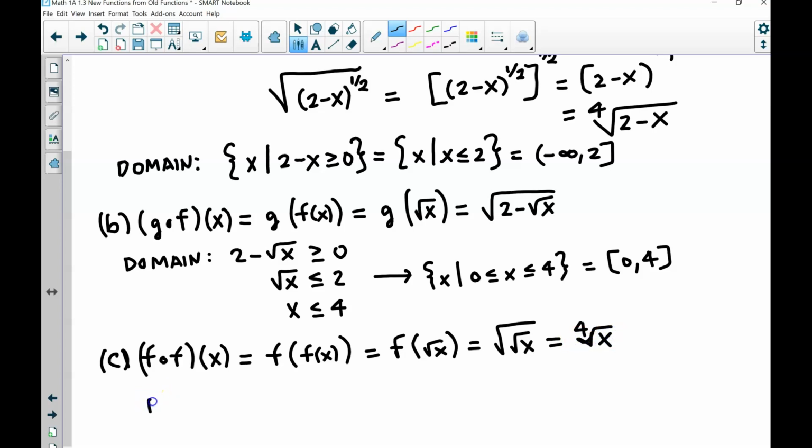So the domain of this function would be x such that x is greater than or equal to 0, or in interval notation, we would have 0 to infinity.